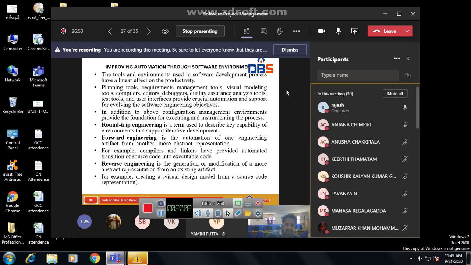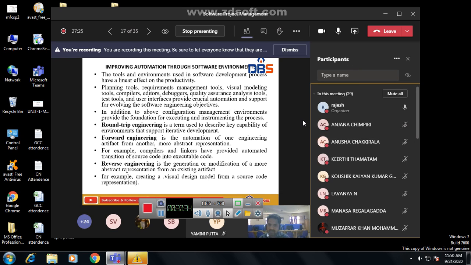We have to use different types of tools and environments in the software development process: planning tools, requirement management tools, visual modeling tools, compilers, debuggers, editors, then quality assurance analysis tools, testing tools, interface tools, whatever. So these are the main ones for evolving the software engineering objectives. In addition to the above, configuration management environments provide the foundation for executing and instrumenting the process.